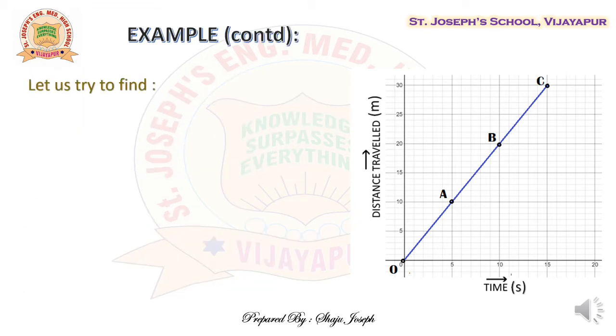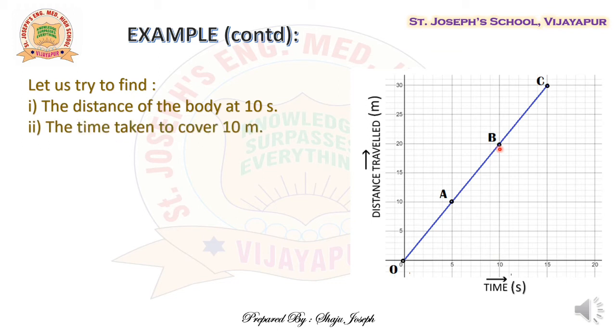Let me create some questions. Let us try to find the distance of the body at 10 seconds. So when the body reaches a point B after 10 seconds, see on the time axis, here is 10 seconds. Let us go and find out where the line meets. Second, the time taken to cover 10 meters. Here we are talking about meters, 10 meters. Then, the speed at 15 seconds, along the time axis, 15 seconds. Let us see how to solve this.